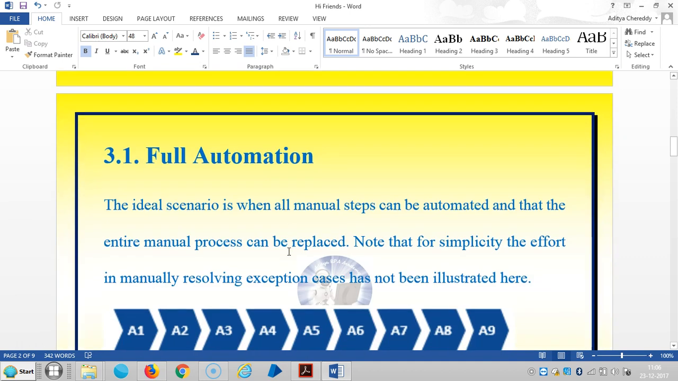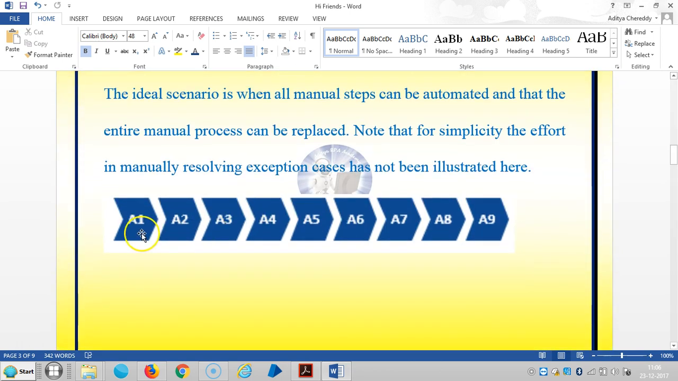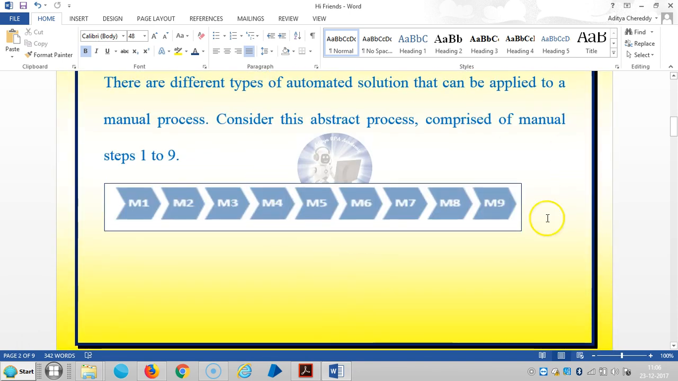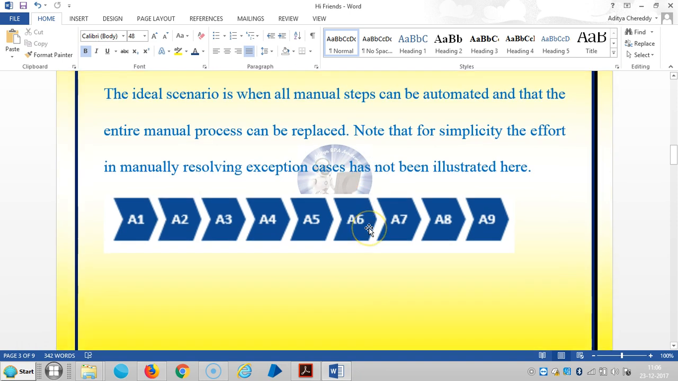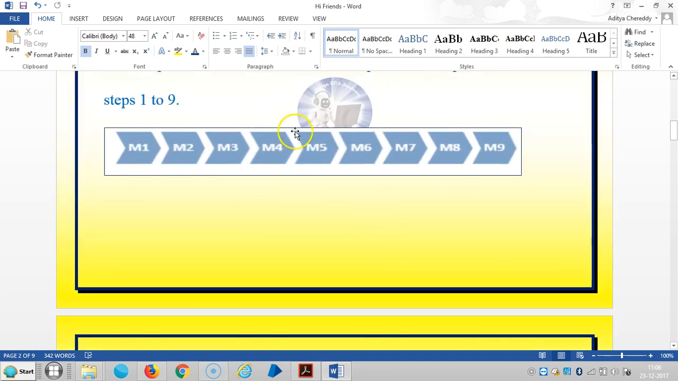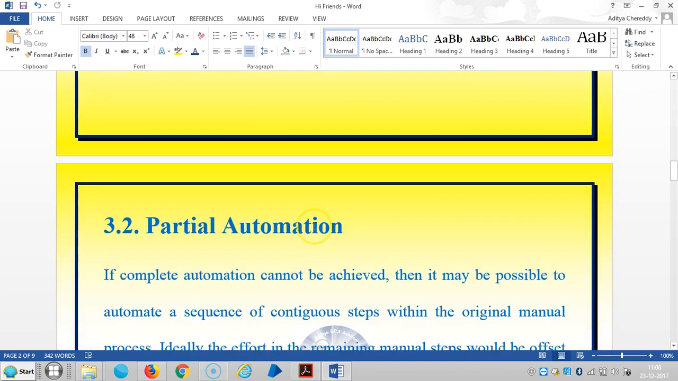Full automation, in the ideal scenario, is when all manual steps can be automated and the entire manual process can be replaced. If you observe here, from A2 to A9, A stands for automation, the entire manual steps can be replaced by automation. For simplicity, the effort in manually resolving exception cases has not been illustrated here, since we have designed so far only the ideal scenario.